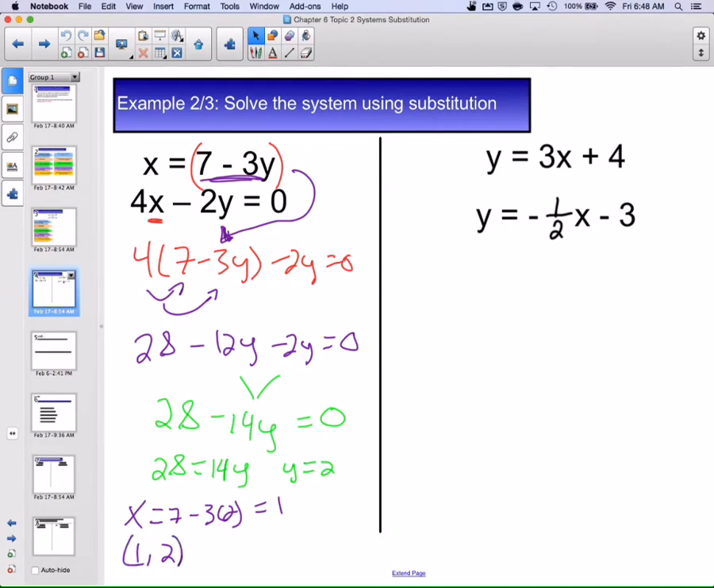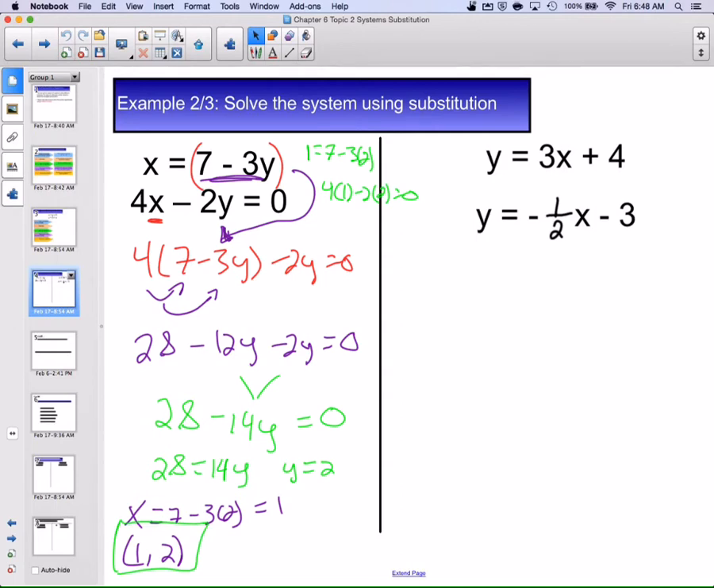I can check it really quick. I'm going to plug it into both of these here on the top. 1 equals 7 minus 3 times 2. That's true. And 4 times 1 minus 2 times 2 equals 0. That's also true. So I know this is my answer.